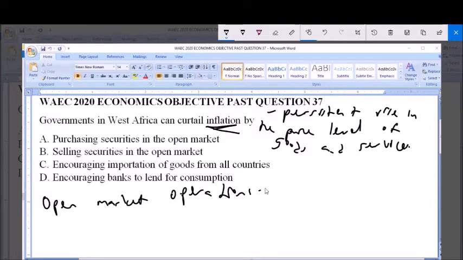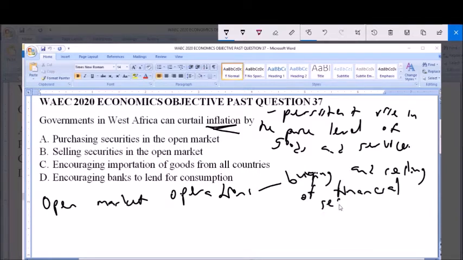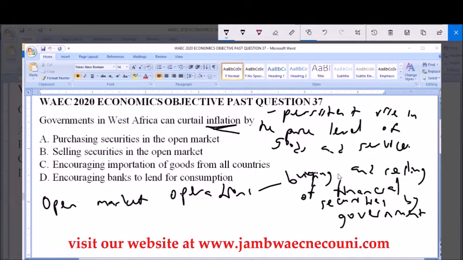Now, the open market operation just involves buying and selling of financial securities by the government. That is what the open market operation entails. Whether the government chooses to buy or sell depends on the situation of the economy.